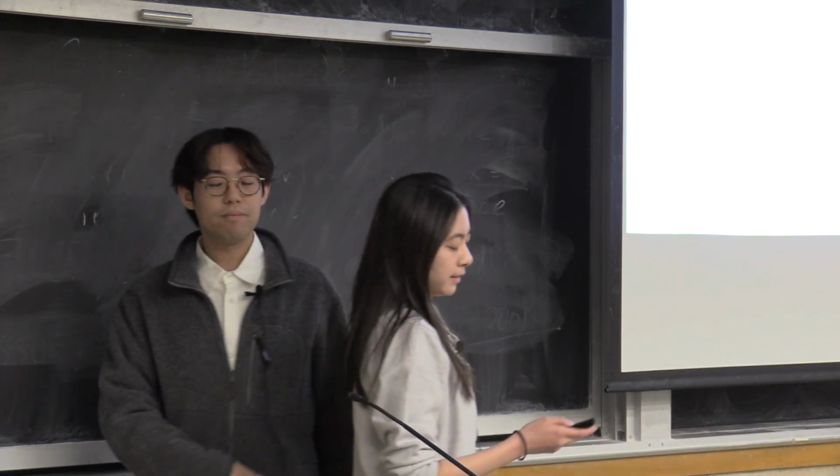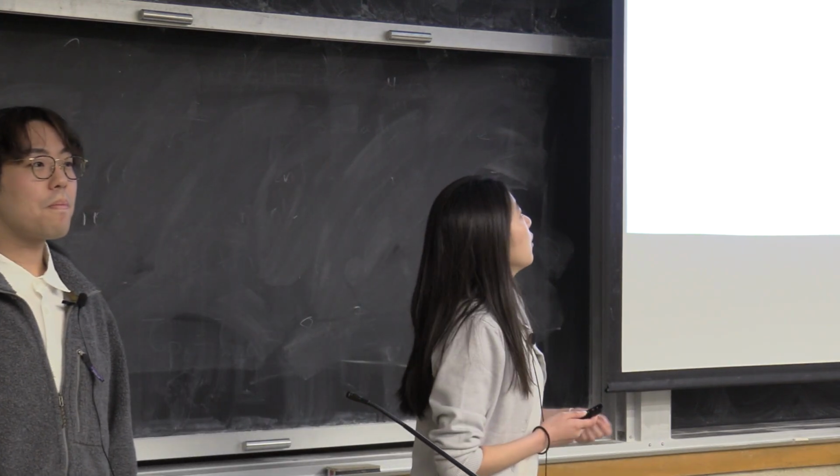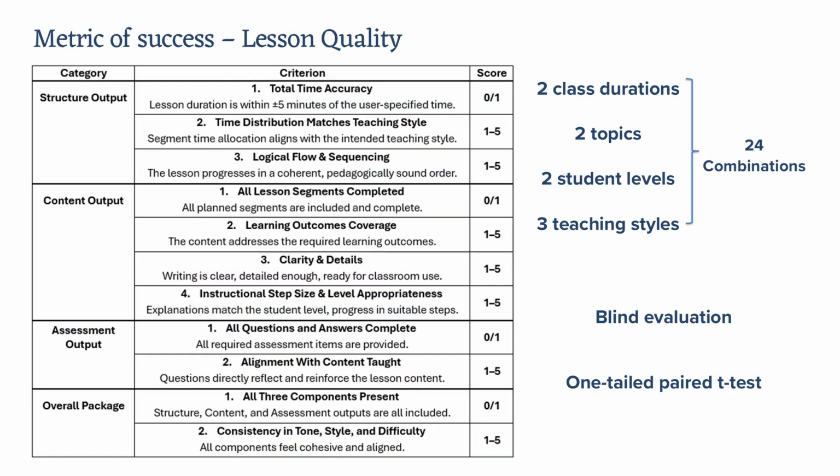We evaluated our system using two metrics. For lesson quality, we generated outputs for all 24 input combinations using both our system and the single prompt baseline, and scored them independently using this rubric, which measures both agent level and overall pipeline quality. To avoid bias, we conducted a blind evaluation by anonymizing and shuffling all packages, so we didn't know which system they came from while scoring.